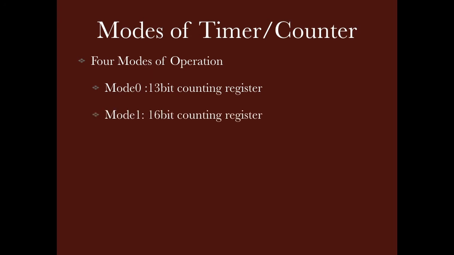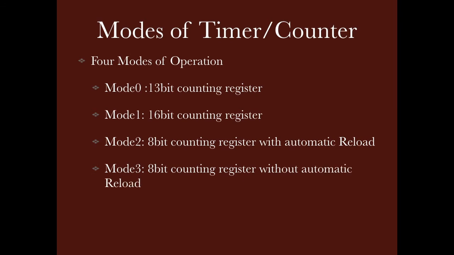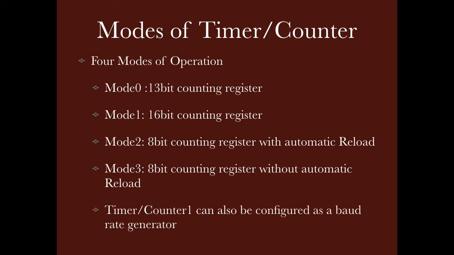The timer operates in 4 modes. Mode 0 is a 13-bit counter register. Mode 1 is a 16-bit counting register. Mode 2 is an 8-bit counting register with automatic reload. And mode 3 is an 8-bit counting register without automatic reload. So these are the 4 modes in which these timers can work. Timer 1 is also used as a baud rate generator for serial communication.